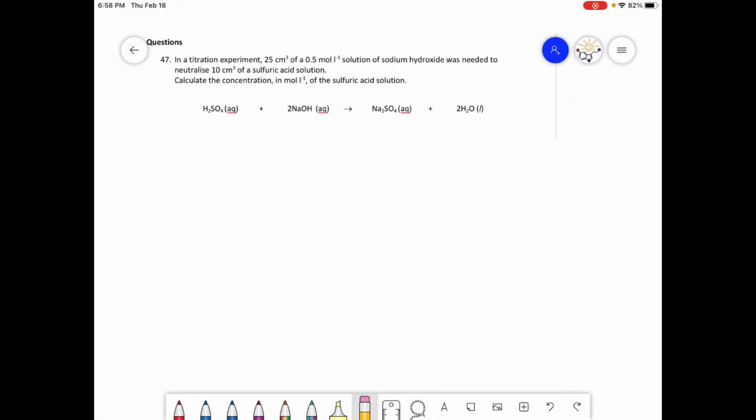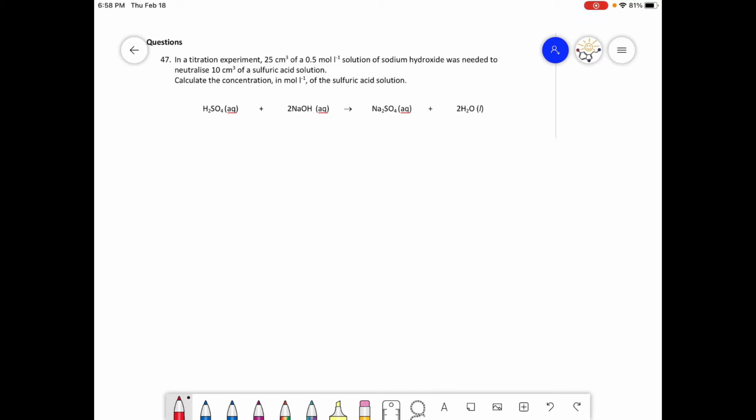We're going to have a look at how to do this titration calculation. We know it's a titration calculation because if we look at the question, we're given the word titration. It says in a titration experiment, 25 cubic centimetres of a 0.5 mole per litre solution of sodium hydroxide was needed to neutralise 10 cubic centimetres of a sulphuric acid solution. Calculate the concentration in moles per litre of the sulphuric acid solution.